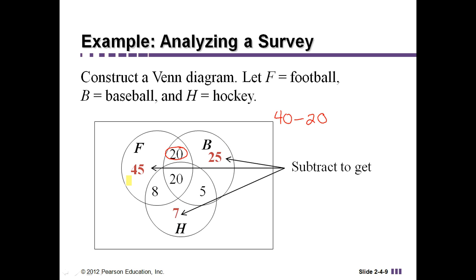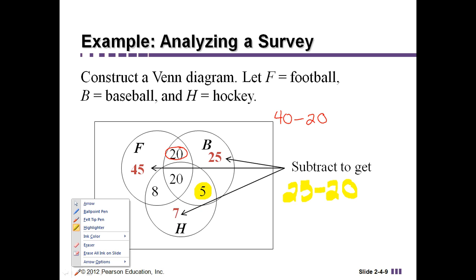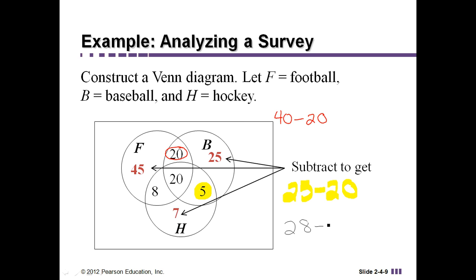So we're going to take the 25 and subtract the 20 in the middle. And that's how we came up with this 5 here that liked baseball and hockey. And then for our last step, we're going to take the number of people that like football and hockey, which is 28, and subtract the 20 in the middle, and that's how we ended up with the 8 people that like football and hockey.